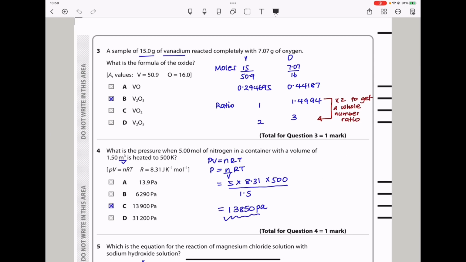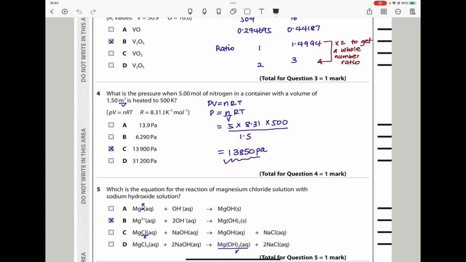Moving on. Question 3. A sample of 15 grams of vanadium reacted completely with 7.07 grams of oxygen. What is the formula of the oxide? Since we're given the atomic mass of each, the number of moles of vanadium is going to be 15 divided by 50.9, which is that. And the number of moles of oxygen is going to be that divided by that, which is that. Calculating the mole ratio, I got 1 to 1.4994, which is about 1.5. So multiplying by 2, I got 2 to 3. And therefore, the compound is going to be V2O3, so it's going to be B.